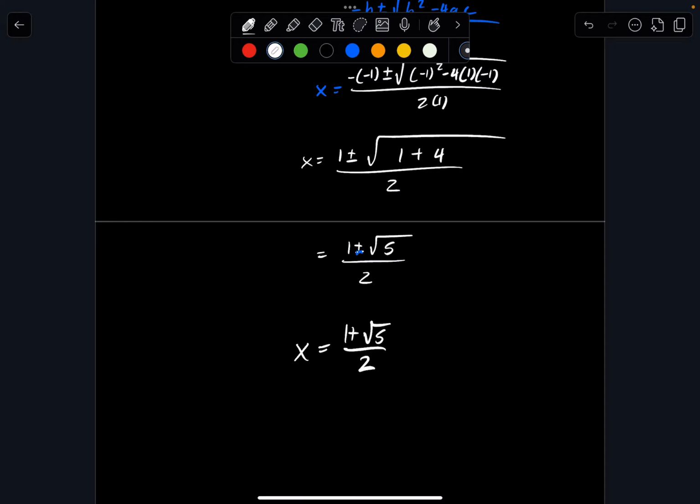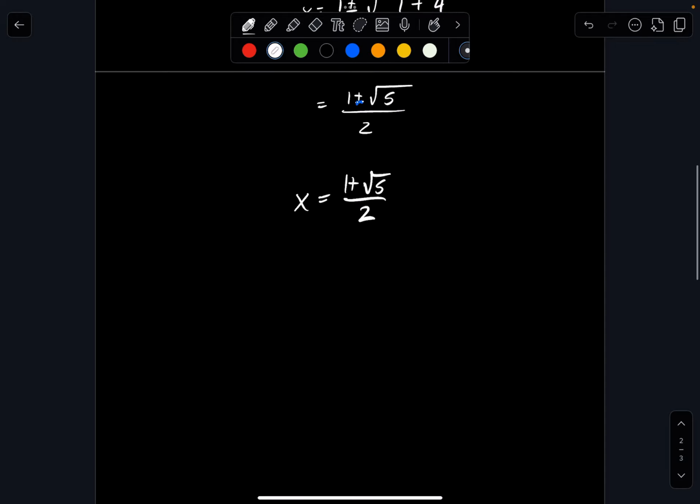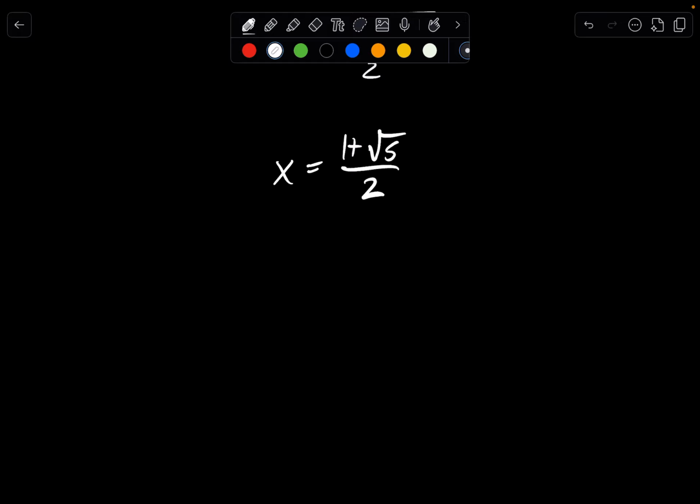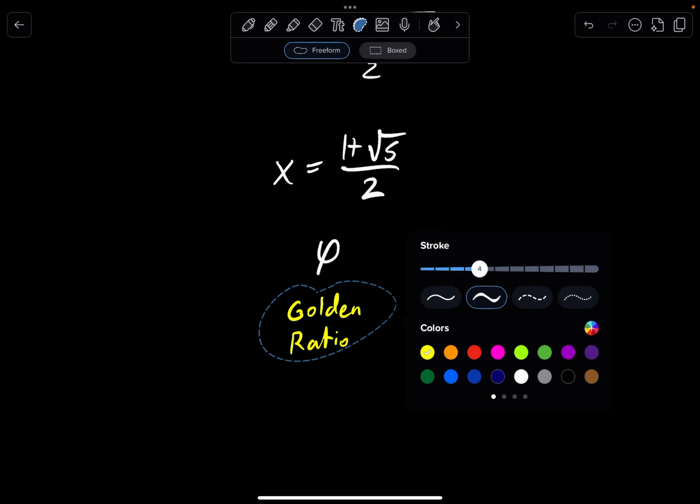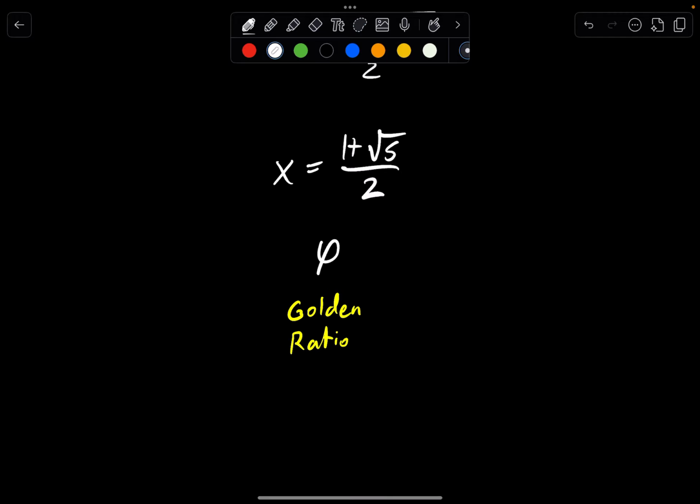5 over 2. Now, this is actually a really useful constant in mathematics, and we call this number phi, or the golden ratio. I'll write it out here. The golden ratio. And I think it deserves its own color because of how cool it is. The golden ratio is seen all throughout the world around us. It's the first time I've used yellow, actually.